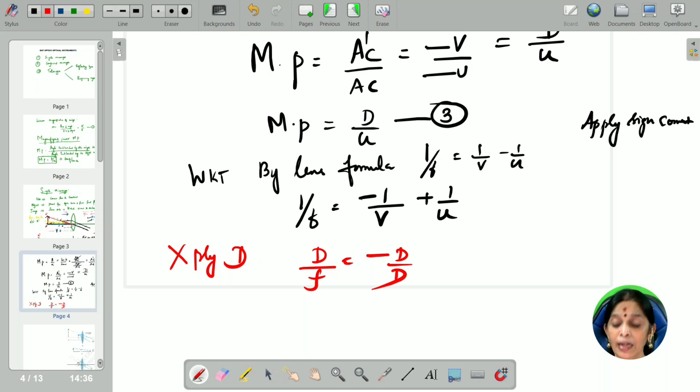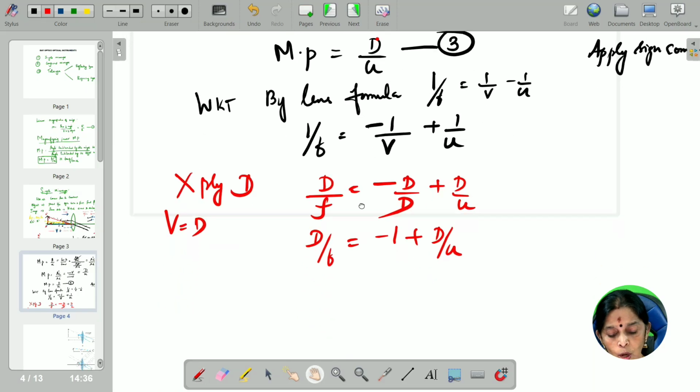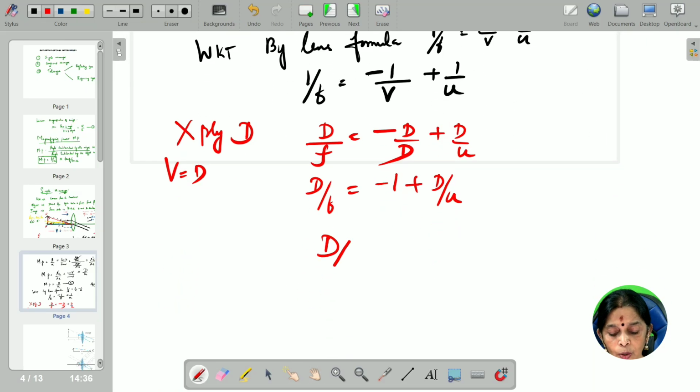So therefore D by F is equal to minus D by D. Why am I writing D by D? Because V is equal to D plus D by U. Why do I want to multiply? Because I wanted to get D by U. So therefore D by F is equal to minus 1 plus D by U. So what is D by U? D by U is equal to 1 plus D by F. So this is equation number 4.